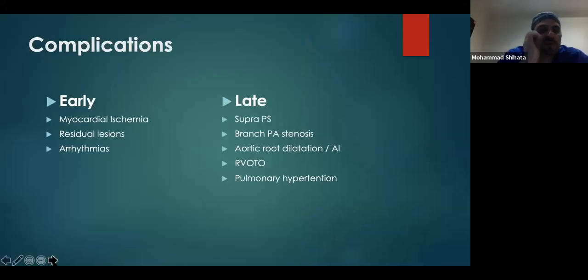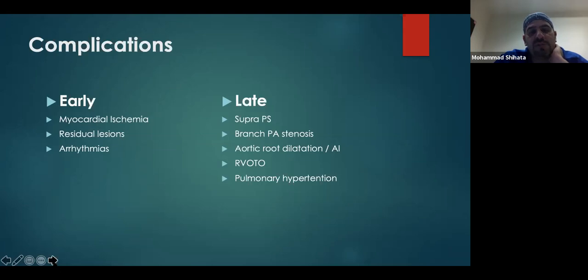Complications, of course, like one of you said, if you have a problem with the myocardial perfusion due to coronary injury or inadequate myocardial protection, you might end up with significant myocardial ischemia and low cardiac output. There could be residual lesions or acquired lesions, such as RVOT obstruction or distortion to the branched pulmonary arteries. And of course, arrhythmias, which quite commonly are a sign of ischemia, but not always. They can be a variety of atrial and ventricular arrhythmias, and they could happen.